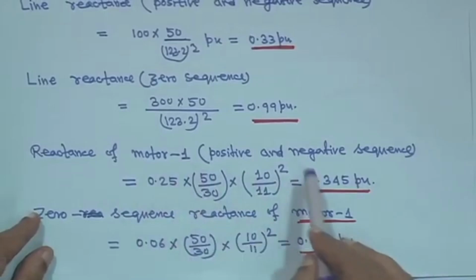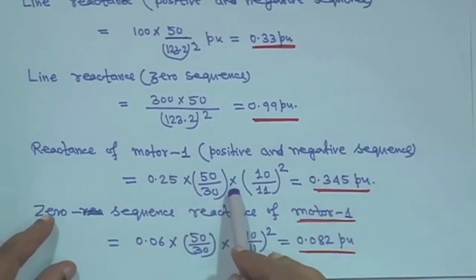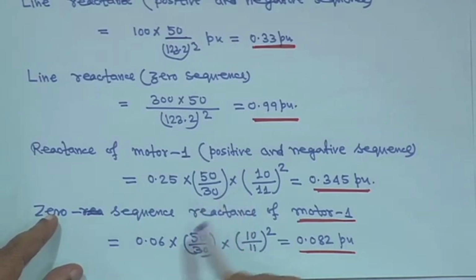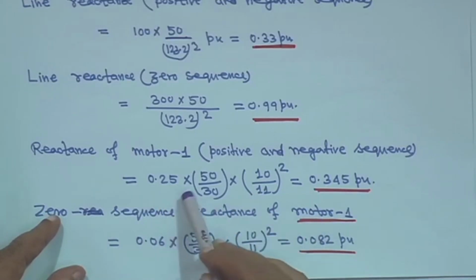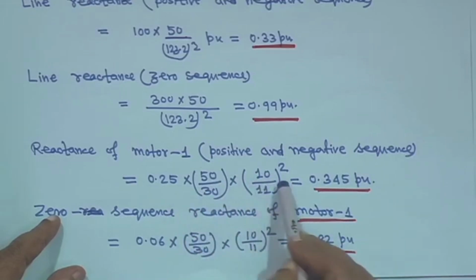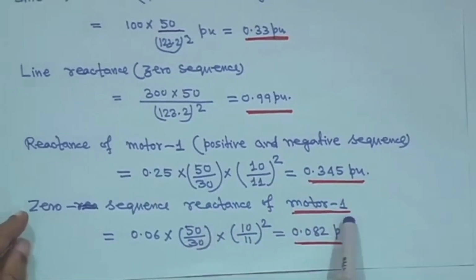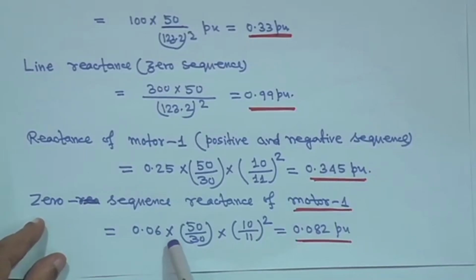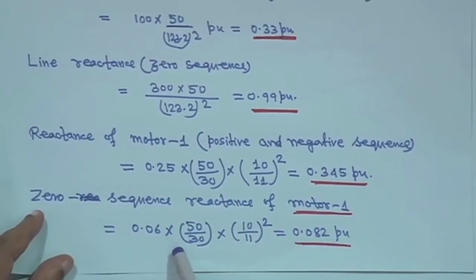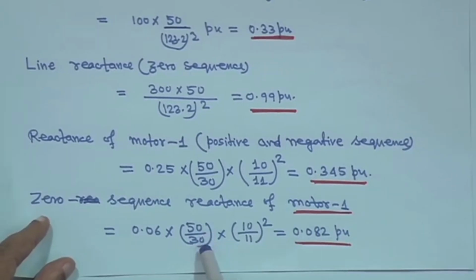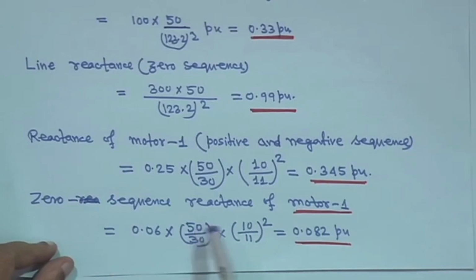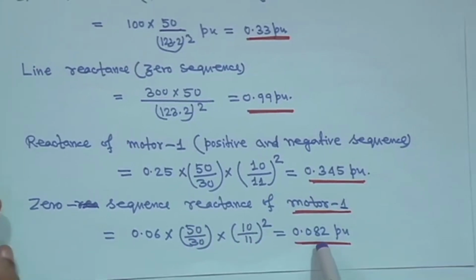So, reactance of motor 1, positive and negative sequence, same way you just convert the ohmic value to its own base, the motor's base, then to the common base. That is called the new base, right. So 0.25 into 50 upon 30 into 10 by 11 whole square, this will become 0.345 per unit. Now the zero sequence reactance of motor 1, that was given as 6%, same way you bring it to the new base. So 0.06 into 50 upon 30, because the motor rating is 30 MVA and 50 MVA is the common base, right, into 10 by 11 whole square, that will become 0.082 per unit. This is the zero sequence reactance.